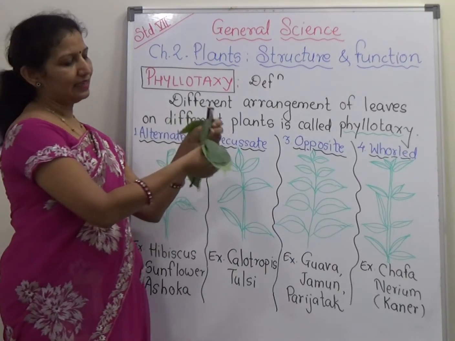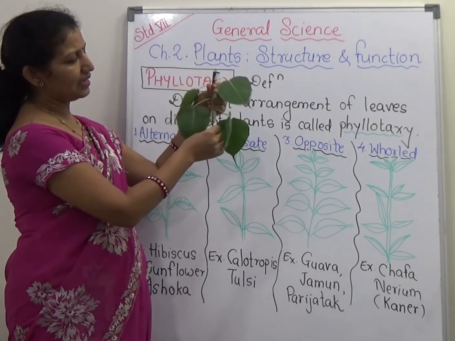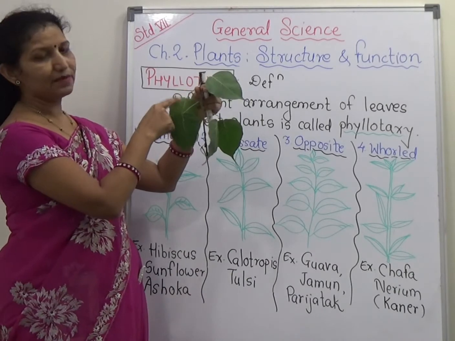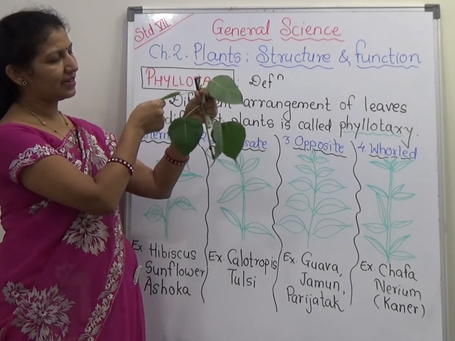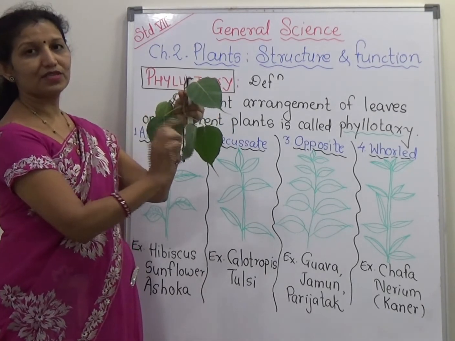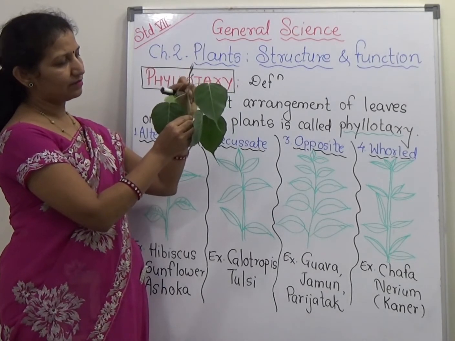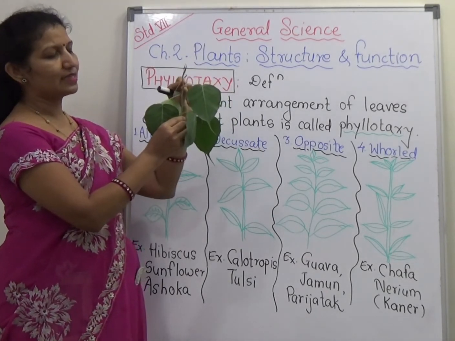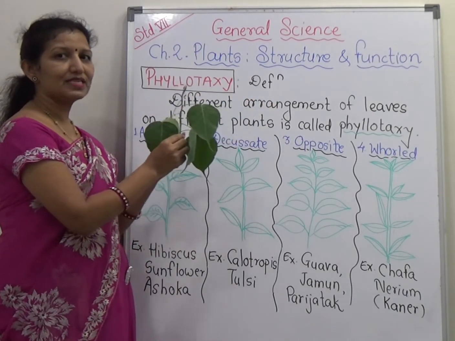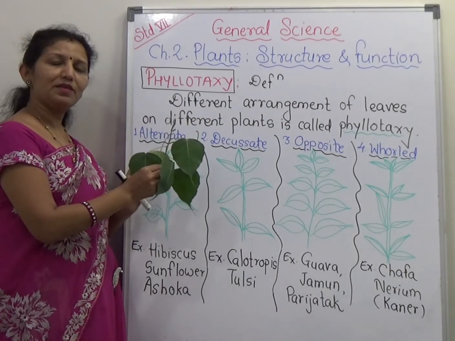Now see, in this peepal stem, you can see the alternate arrangement. See, there is a single leaf, it is arranged on the right as well as on the left. Right, left, right, left. And they are not opposite. After this node, there is some gap, and then there will be another leaf on the other side. In this way, this phyllotaxy is seen in so many plants.